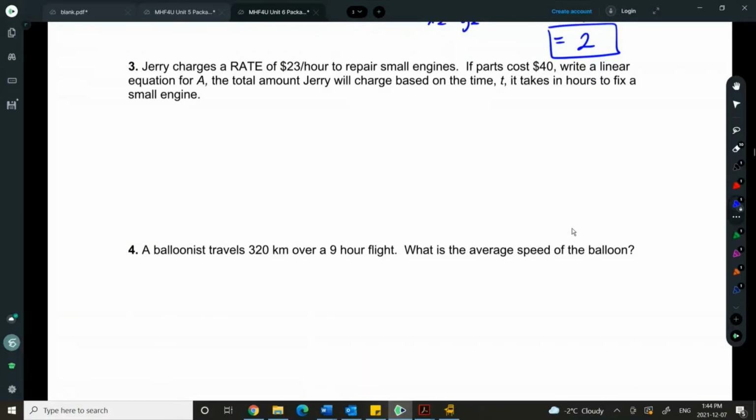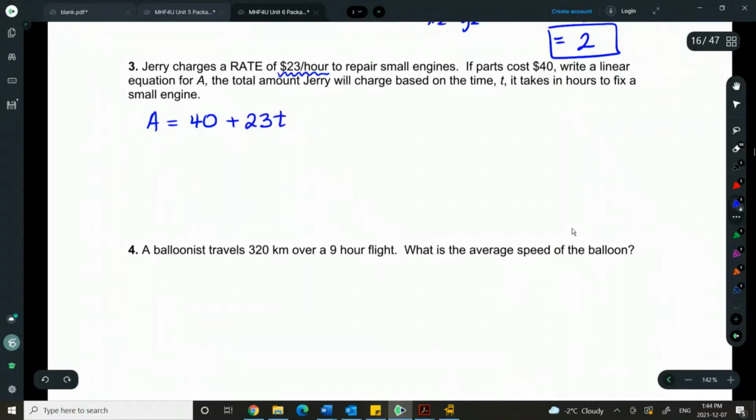Jerry charges a rate of $23 an hour to repair small engines. If parts cost $40, write a linear equation for A, the total amount that Jerry will charge based on the time T it takes in hours to fix a small engine. So we have a flat rate of $40. So no matter what, the small engine is going to cost $40 in parts. The variable part here is going to be how much time it takes him to fix the small engine. So that's going to be $23 times the amount of hours. So if it's 2 hours, it's going to be $46. If it's 1 hour, it will be $23, and so on.